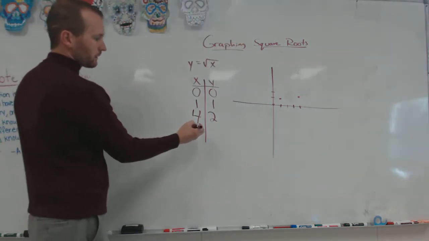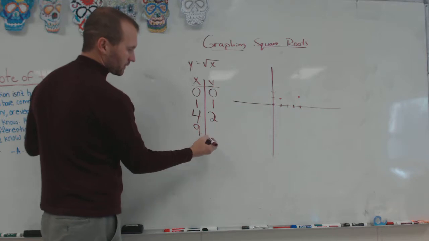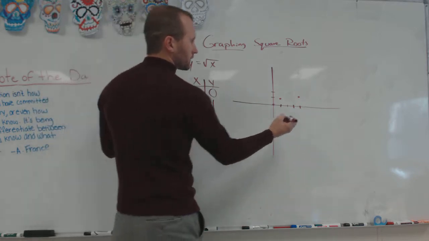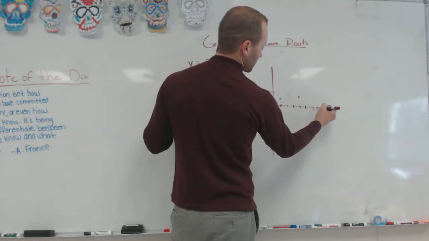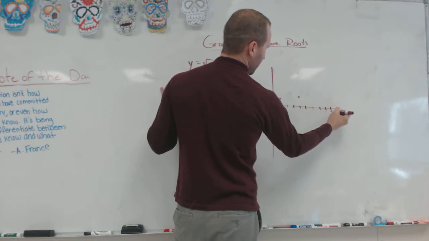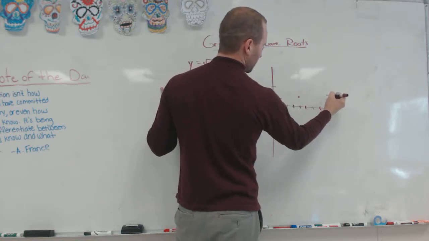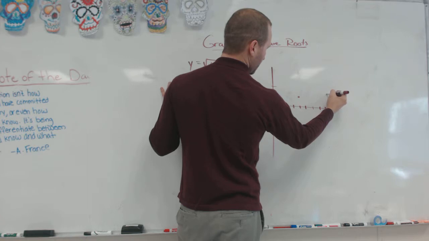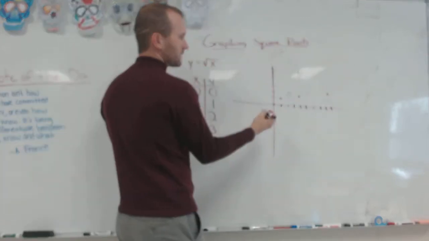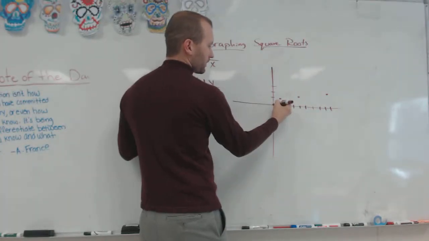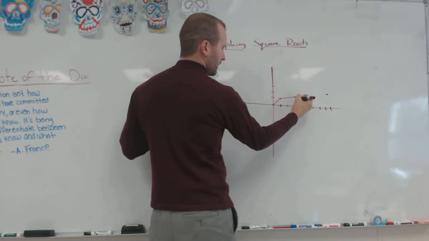And then let's do another one. Next perfect square is going to be 9. So 4, 5, 6, 7, 8, 9, and y goes up to 3. And now you can start to see the shape. It's kind of this sideways arch.